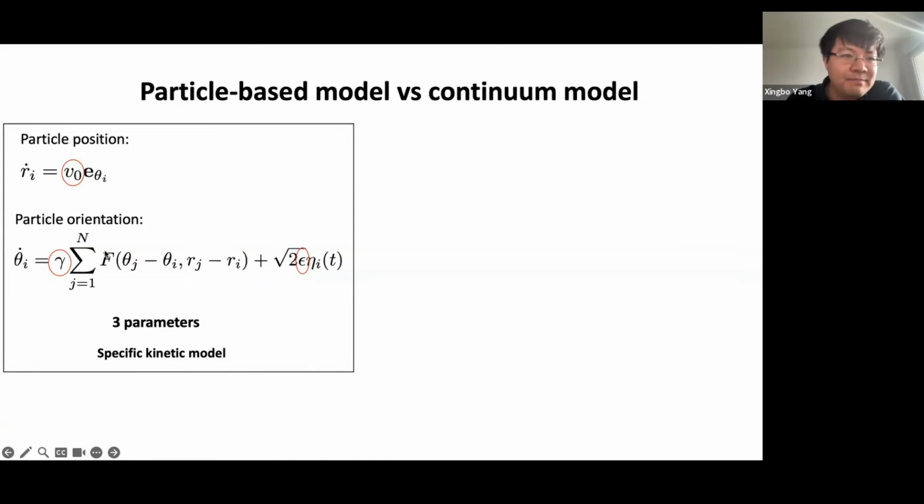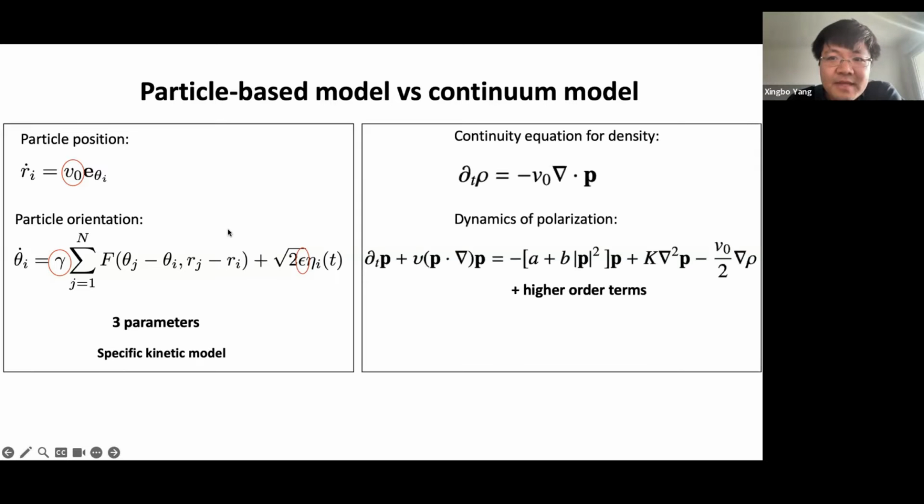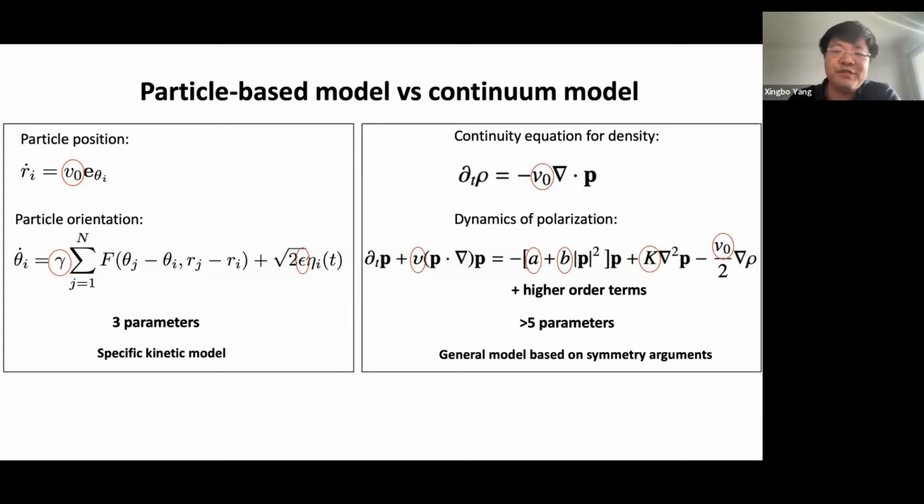There are three parameters, but there are thousands or hundreds of thousands of degrees of freedom, depending on how many particles you put in your system. Whereas for continuum equations, you actually have more parameters if you just write down the equations by symmetry arguments. In this case, for example, there are actually over five parameters, because you don't know what those A's and B's are.